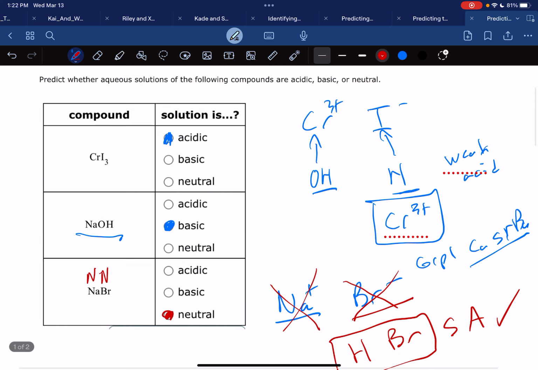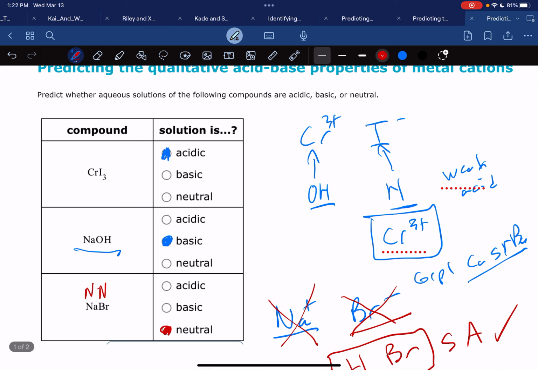If I were to recap here, the takeaway would be if you ever have any of the transition metals as your first thing, then you're going to know that that's a weak acid. And then you're always on the lookout for things that are conjugates of strong acids and strong bases, because those conjugates are going to be neutral. Hopefully this has been helpful.